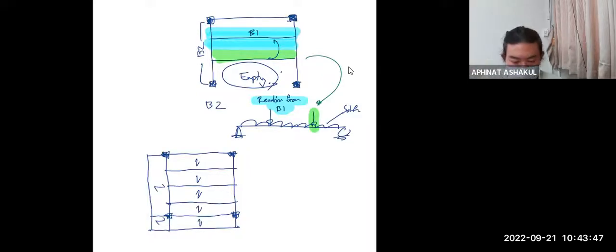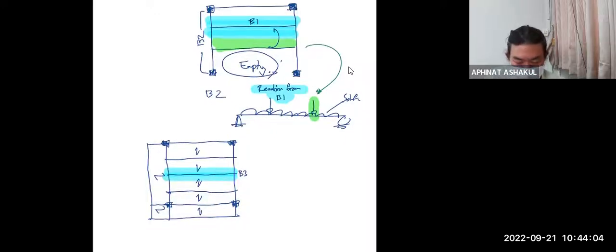B3 is nothing, so we're not going to talk about it. Okay. Except, let's say, that's a tributary area for B3. Okay. Nothing. Pretty straightforward. And then look at B4. This is the B4. Okay. Yeah, here is B4.